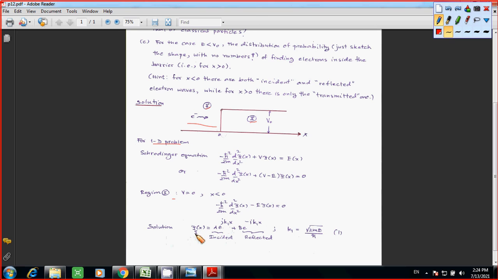And you have the solution. I put this psi 1, that's the wave function in region 1, equal to A exponential j k1 x plus B exponential of negative j k1 x, where k1 equals square root of 2mE over h bar. And the first term is the incident one, and the second term is going to be the reflected wave function, going back and forth.